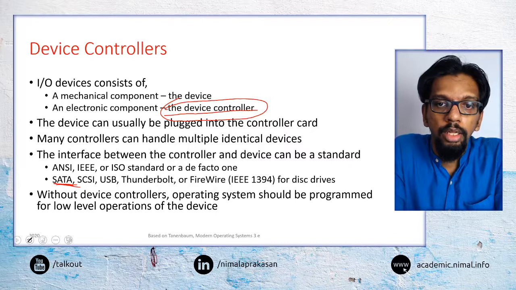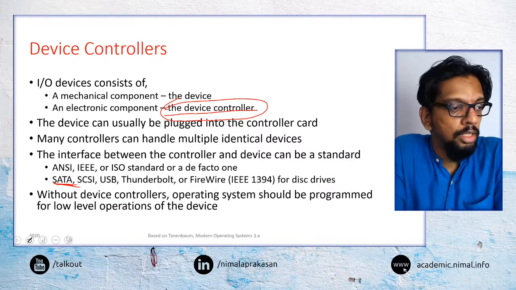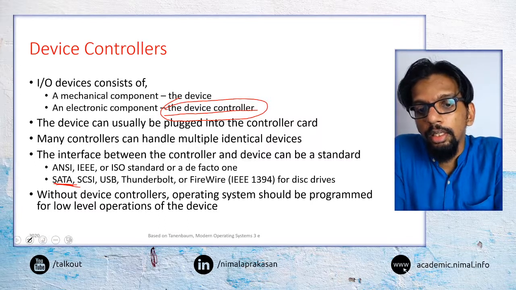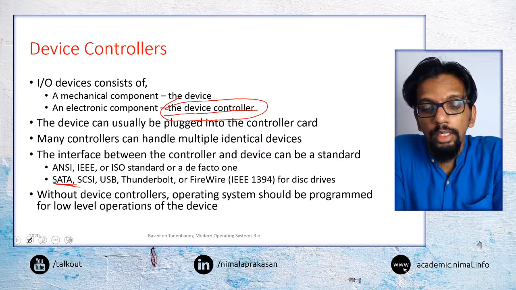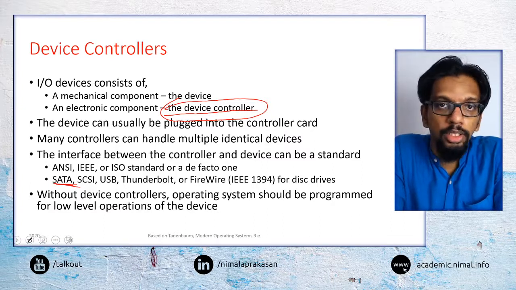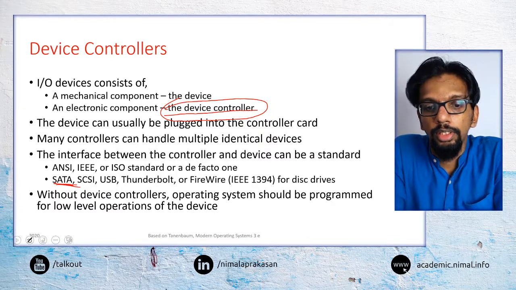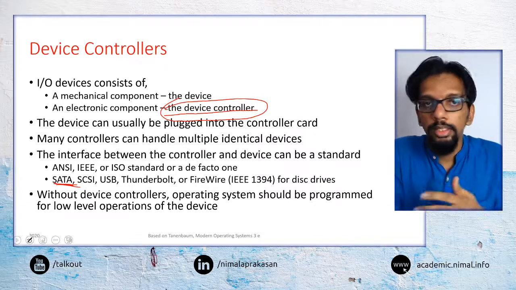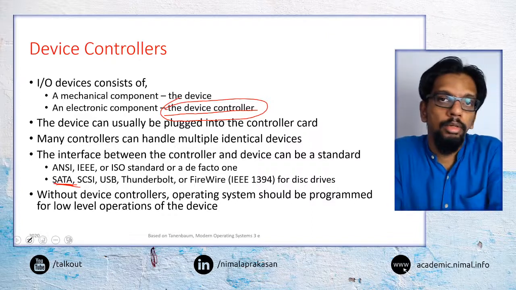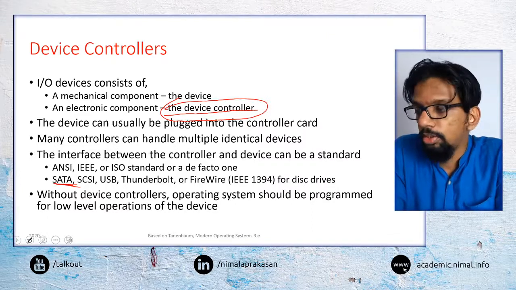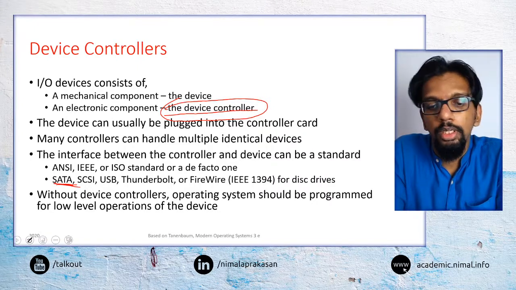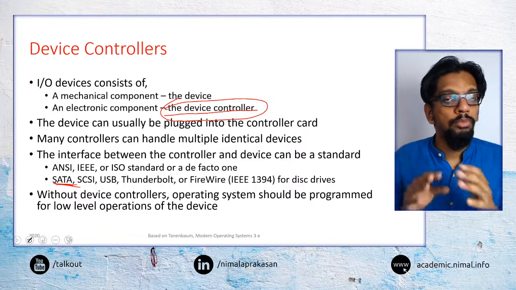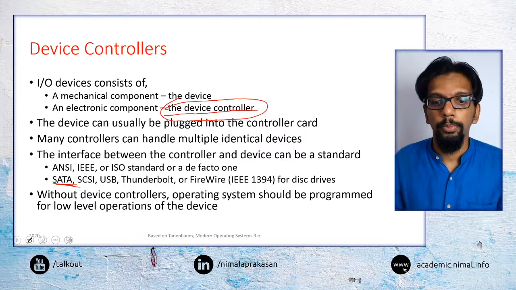So for example, if we are writing a file onto a hard disk, the operating system will transfer that information onto the device controller and may give some instructions, but then the device controller will be responsible for spinning the disks or moving the header arm and so on. That will be the responsibility of the device controller. So that is the one that will do the low level operations for that particular hardware.